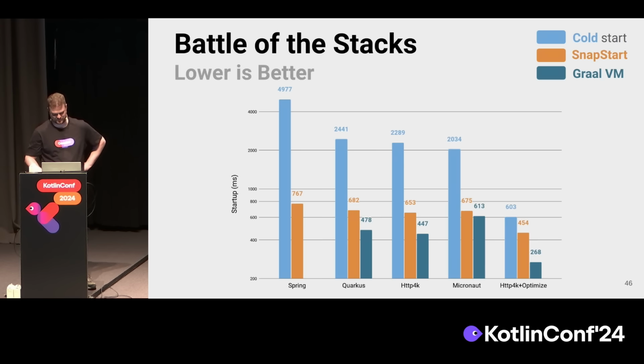We've got 3 different options here. If we're on Lambda, we can use snap start. Anywhere else, or if we want better performance, we can use Graal. But even better, if we optimize our application, we can synergize with Graal or snap start. And so this is how we've gotten down from 5,000 or 2,000 milliseconds down to 250. Massive improvements.